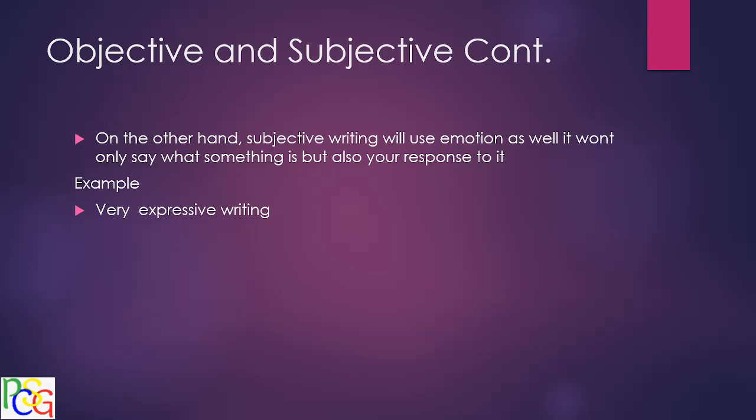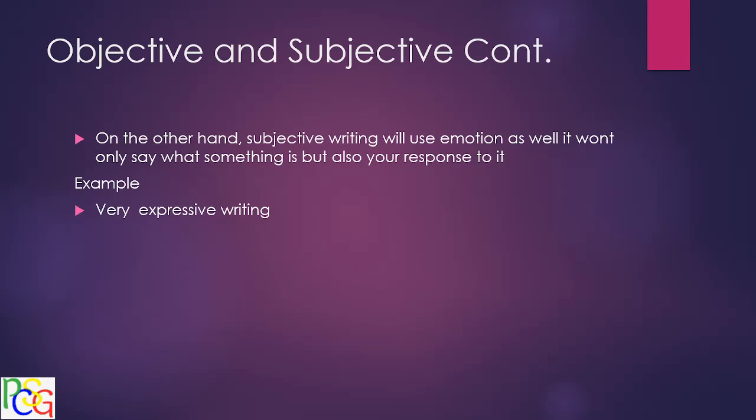If I was doing objective writing, I would talk about the golden sand. I would say it has golden sand, the sea is so clear I could see the bottom, the breeze is really nice, whatever. And I would stick to just those visual and tactile words.